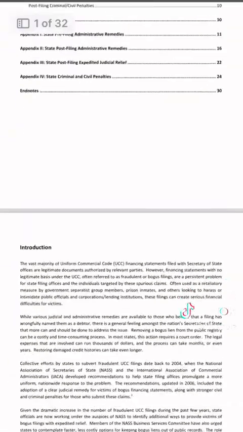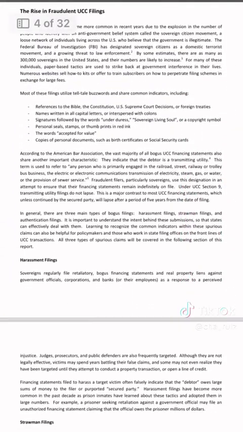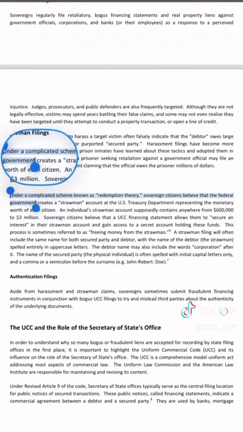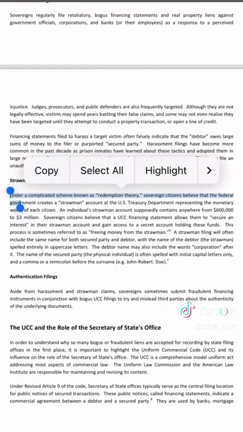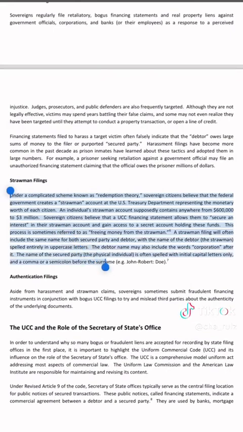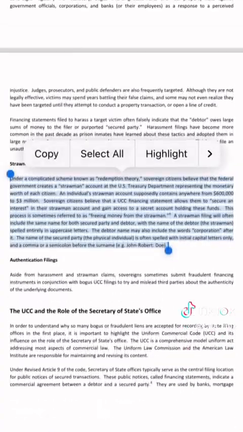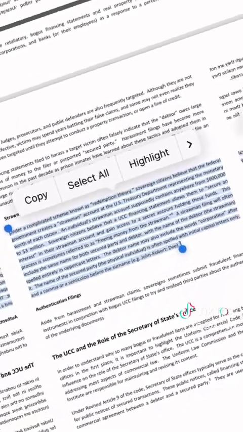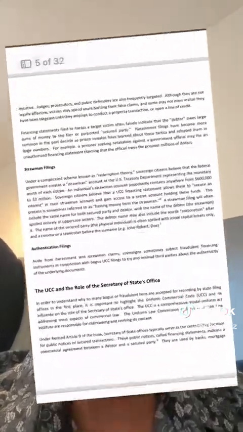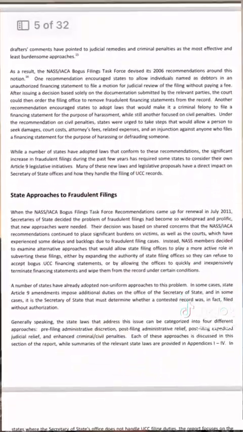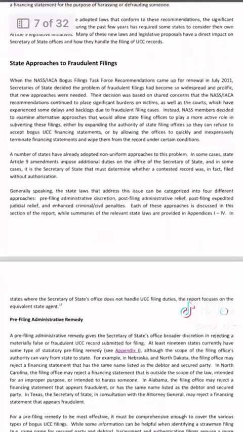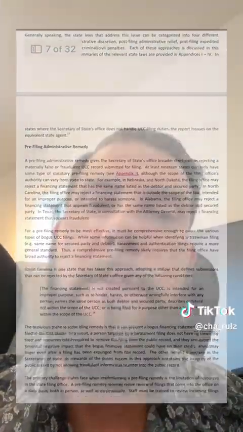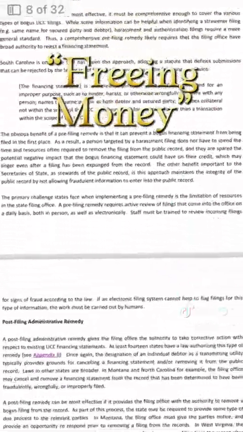Because of the uprise of SPC UCC filings, NASS has actually released an entire strategy guide for fraudulent UCC1 filings. Here they say straw man filings under a complicated scheme known as redemption theory is where people believe the federal government creates a straw man account at the U.S. Department of Treasury representing the monetary worth of each citizen. People believe a UCC financing statement allows them to secure an interest in their straw man account and gain access to a secret account holding these funds. This process is sometimes referred to as freeing money from the straw man.